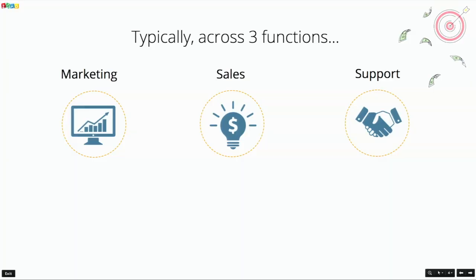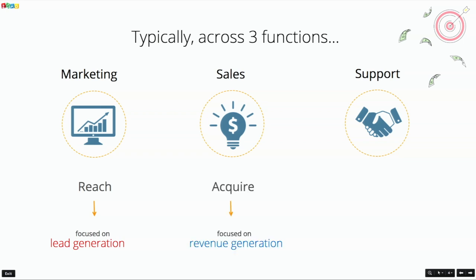It's typically across three functions: marketing, sales, and support. And if you look at how this has evolved, you've got marketing, which is focused on reach, and the primary focus of marketing is generating leads. Sales, which actually preceded marketing in terms of how technology came to play, is focused on revenue generation. And then, of course, you have support, which is focused on customer satisfaction, retention, and so on.